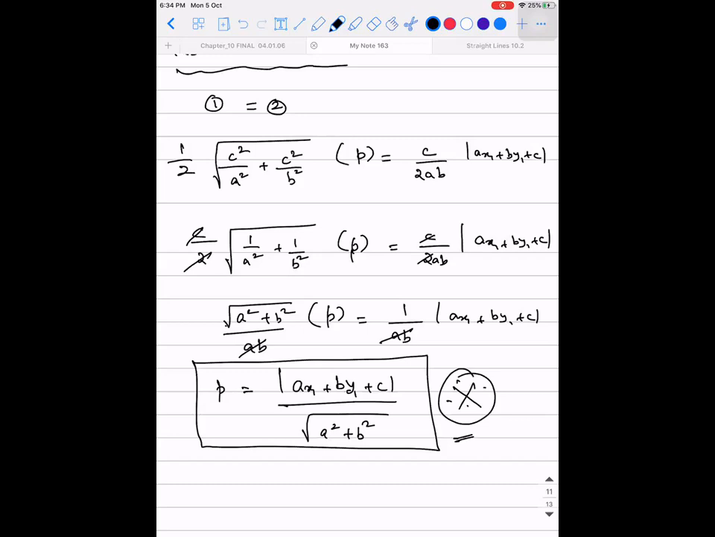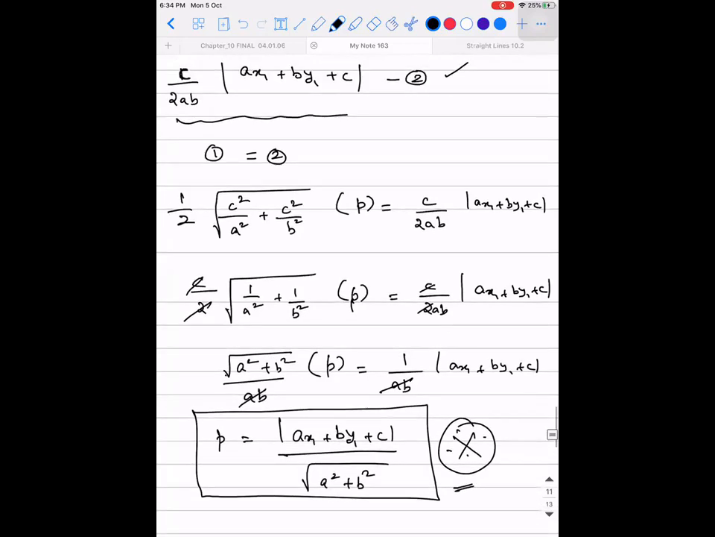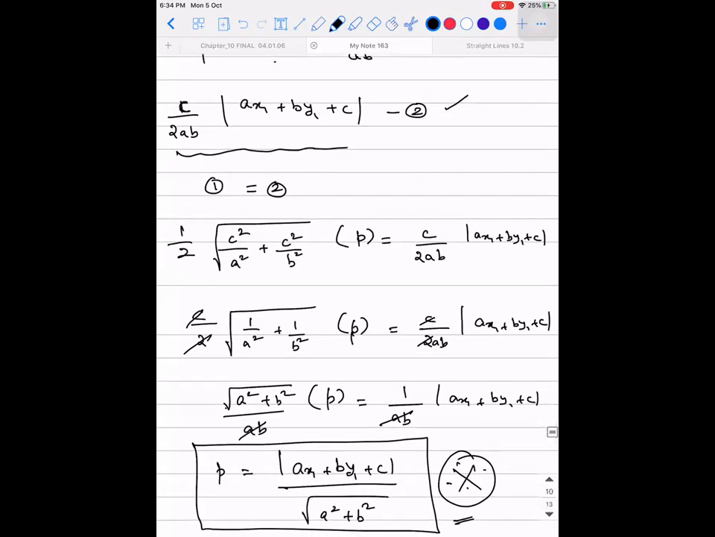For the perpendicular distance from a point to a line. So make a note of this.